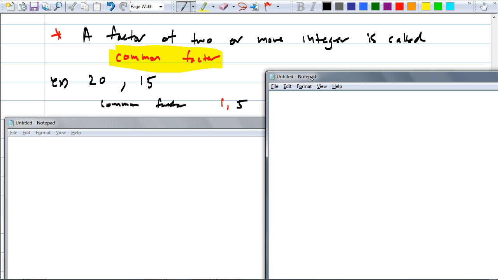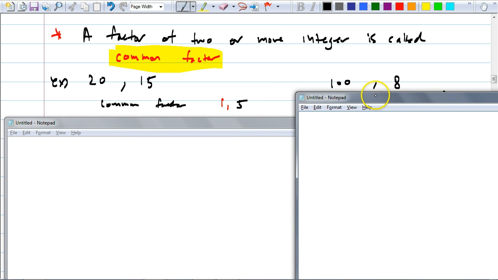Okay. Can somebody think of a common factor for 108? What would be a common factor for 108? Dana?